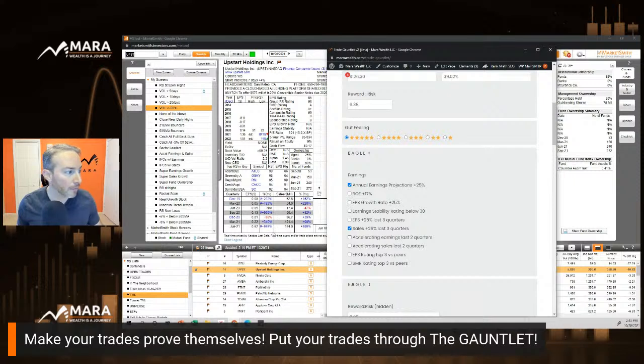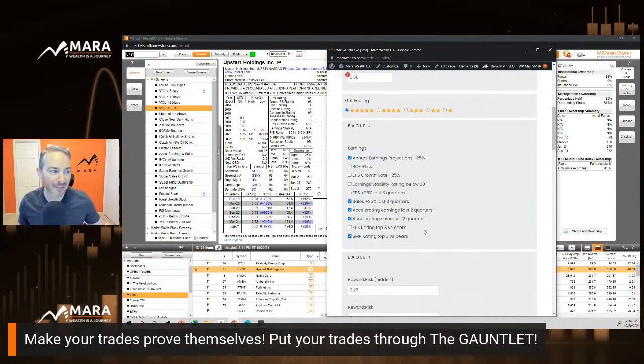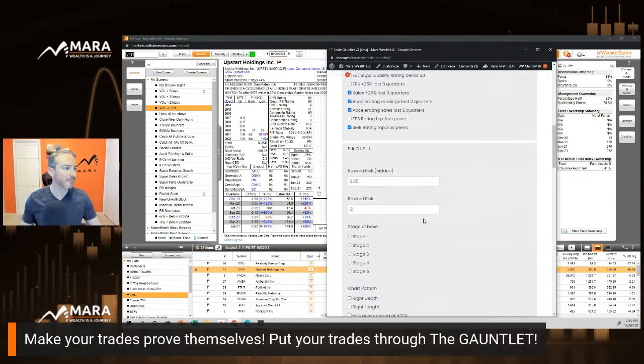For both of them, right? So accelerating earnings, accelerating sales for the last 2 quarters, yes to both. So check that off. The EPS rating, top 3 versus its peers. So 65. No, we have 3 of them in the 90s there, so can't check that box. SMR rating, top 3 versus peers. Well, the SMR rating is an A, so that's the highest that it could be. So yes, we'll check that. If anything, it's a tie.